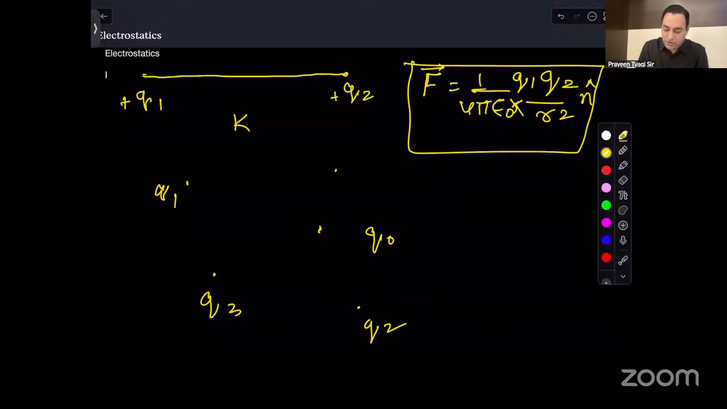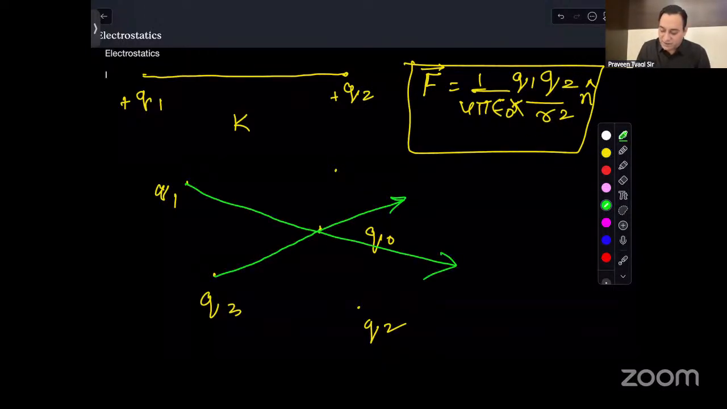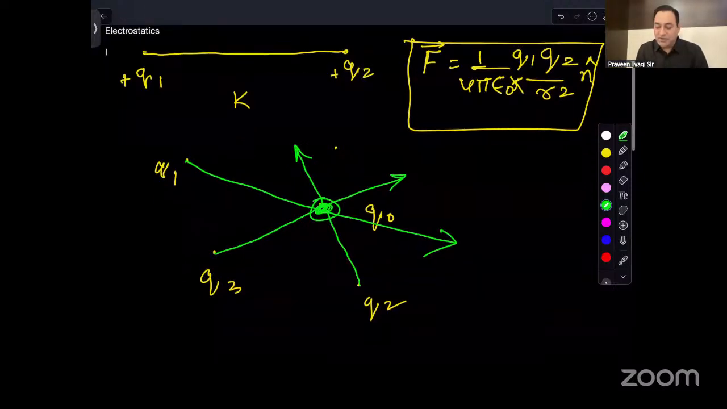All you have to do is, independent of the presence of others, find the net force due to one charge, find the net force due to the other charge, find the net force due to the third charge, and so on. And then you do the vector sum, you'll get the net force. This is called principle of superimposition. The same thing holds true for electric fields also. Then we studied electric lines of force.